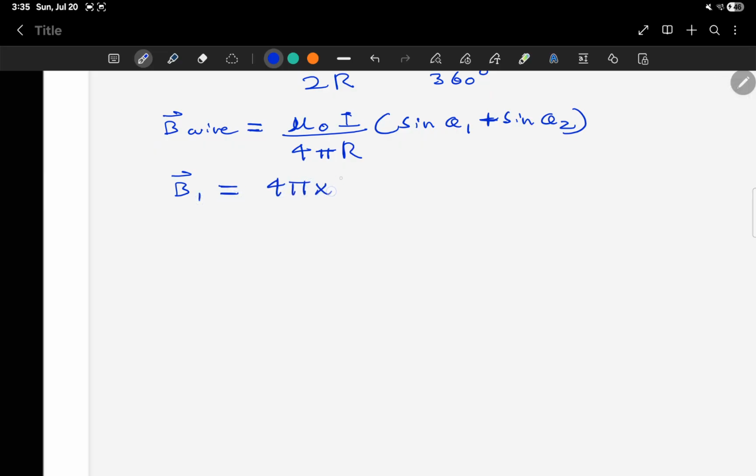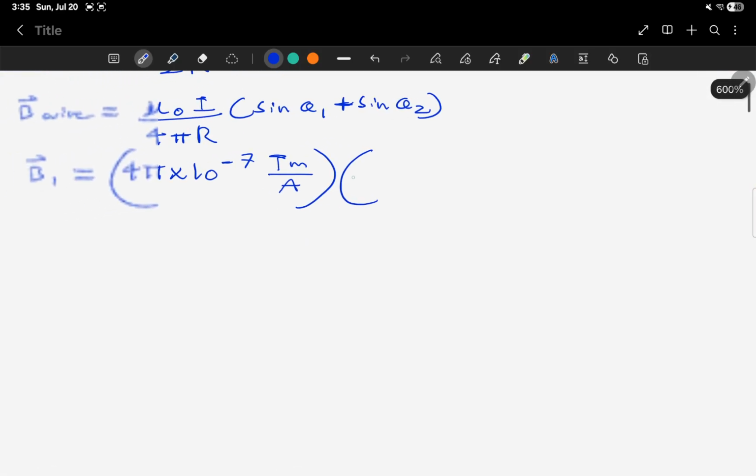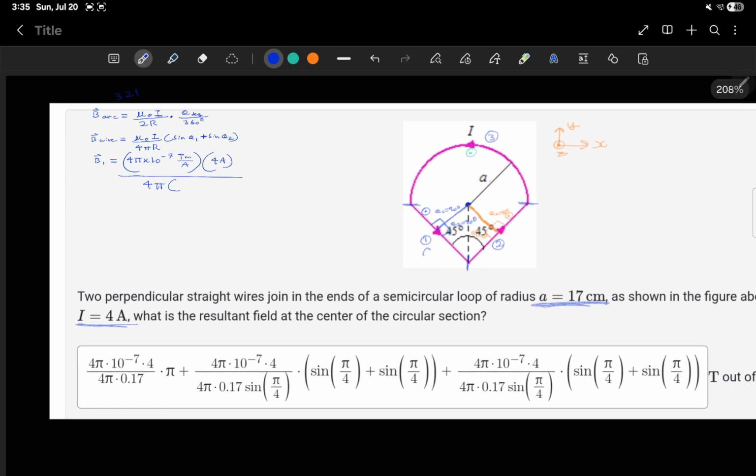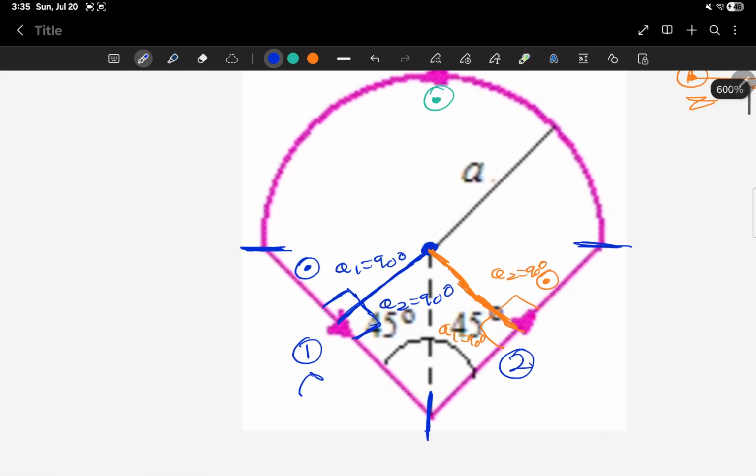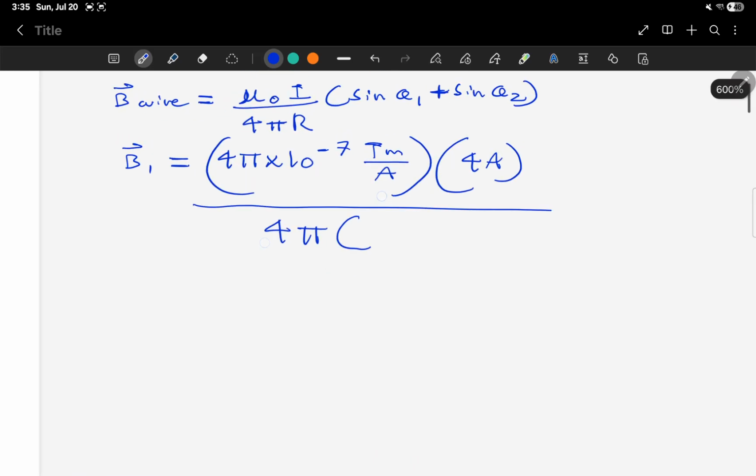4 pi times 10 to the negative 7 tesla meters per ampere. That's the mu naught. That's this thing. Times the current, which is 4 amperes, divided by 4 pi times the radius. The radius is a. It's the same down here. And the radius would be 0.17 meters when I convert it to meters.